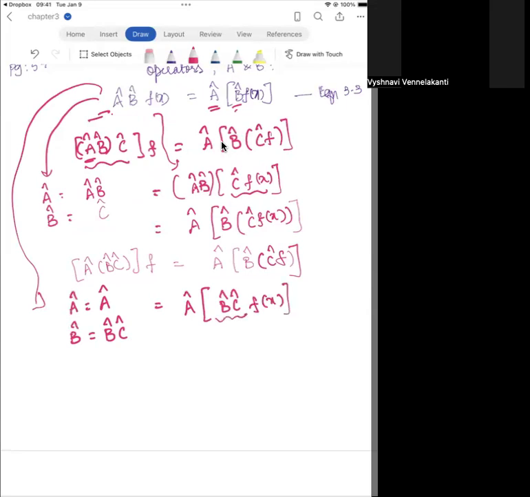Now here, when we are looking at BC, you can consider it's a product of operators again. So you can write it like this. You can use the definition one more time. So in both the cases, we have proven that by using the definition of product of operators twice, we can show the left-hand side of the equation is equal to the right-hand side.